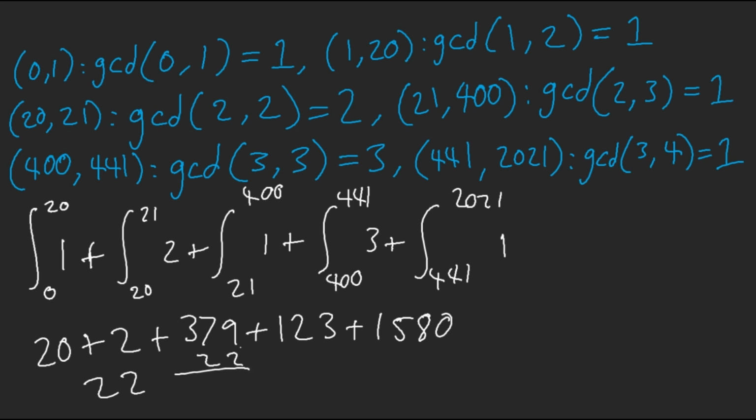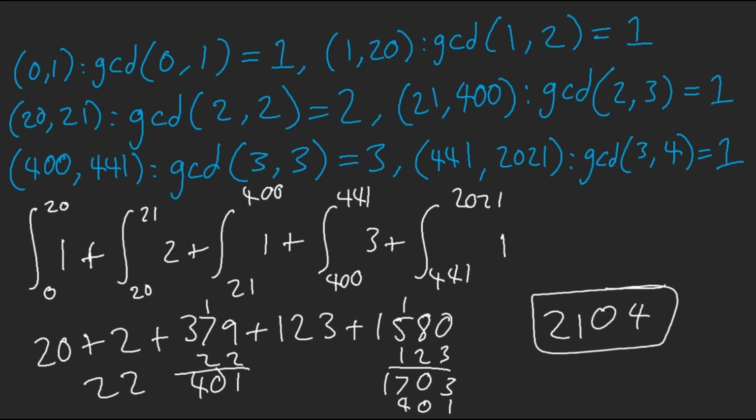Okay. And then we add these all together: 22 plus 379 plus 123 plus 1580. That's going to give us 2104. Holy Jesus Christ. Okay. So, we got it. We made it through. Okay. So, our answer to that integral is 2,104.